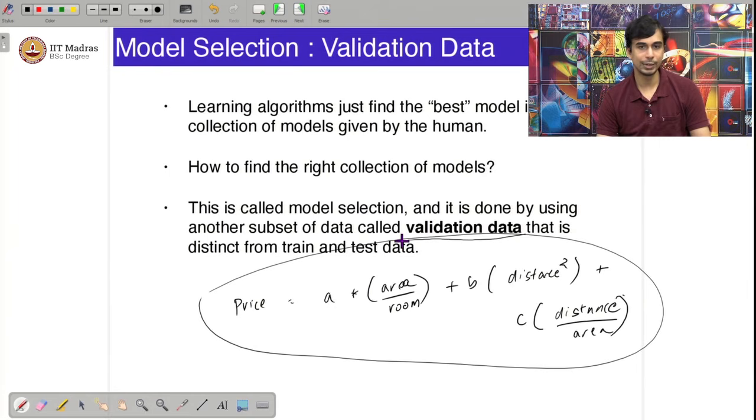We will not really go into great detail on this, but just keep in mind that finding the right collection of models is done using validation data. Finding the best model within the collection is done using training data, and evaluating a learned model is done using test data.